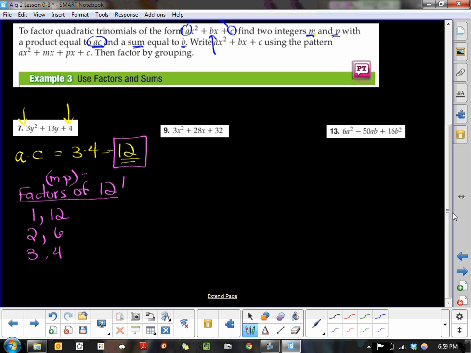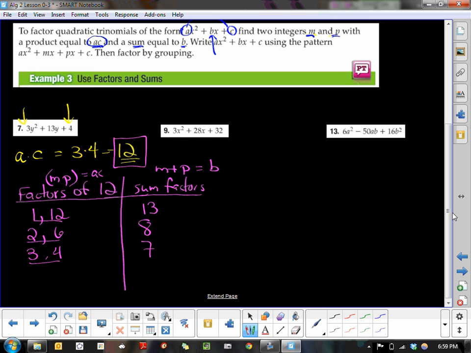On the other side here, we also want to look at the sum. We want the sum of the factors, which again are m and p. We want those to add up to b. So we want mp to equal ac, and we want m plus p to equal b. So okay, let's go ahead and add these. If we add the 1 and the 12 together, we get 13. We add the 2 and the 6 together, we get 8. We add the 3 and the 4 together, we get 7.